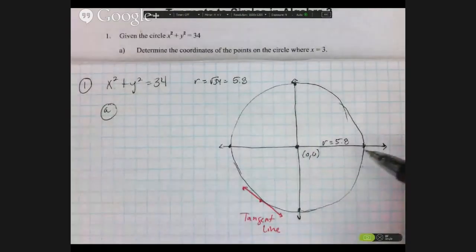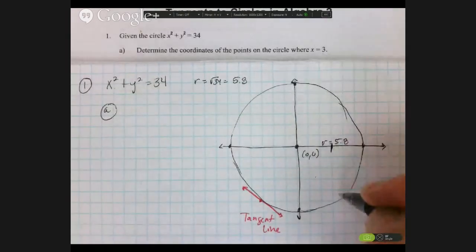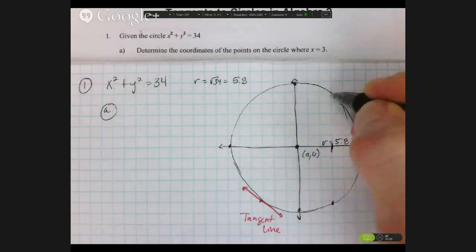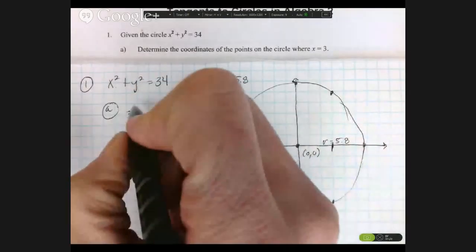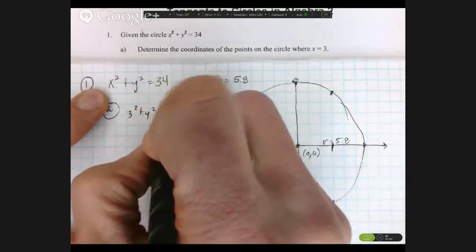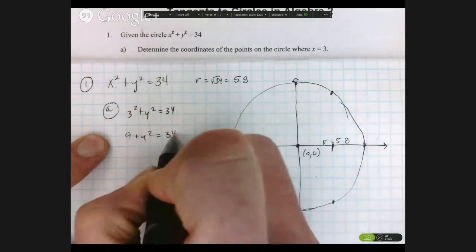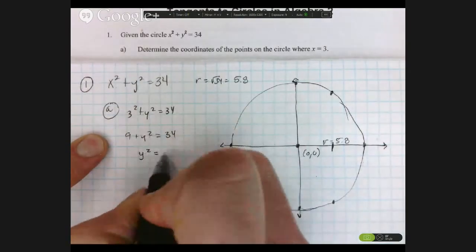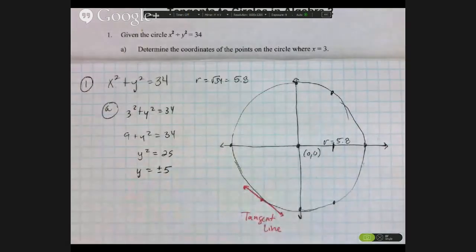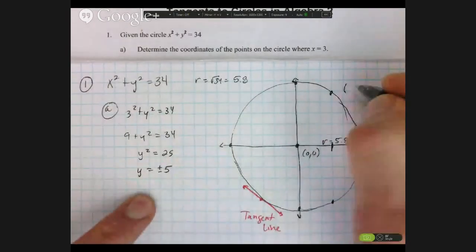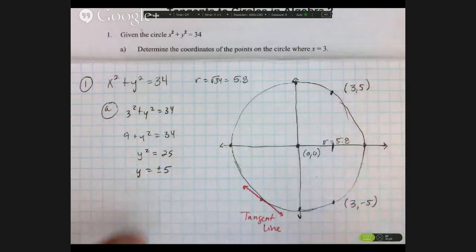Okay. We're going to determine the coordinates for A, where x equals 3. We actually have 2 spots on that circle. So x is 3. 3 squared plus y squared equals 34. That is 9. Subtract it from both sides. Square root both sides. And remember, it's positive or negative 5. So we have 3, 5, and 3, negative 5.